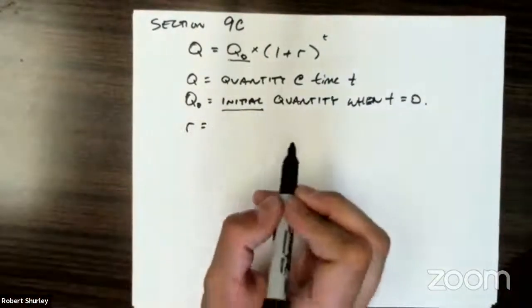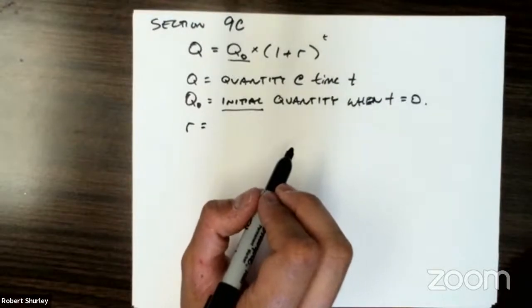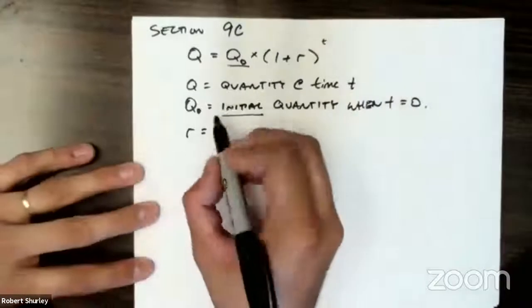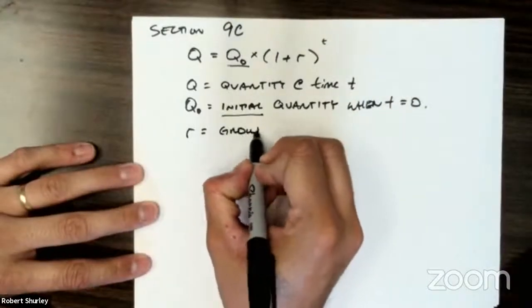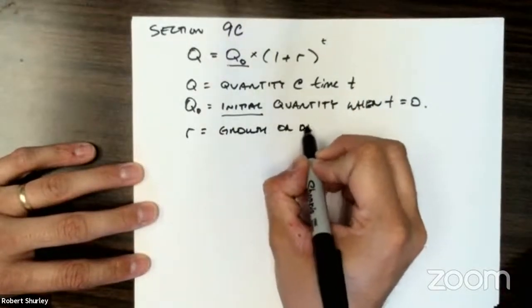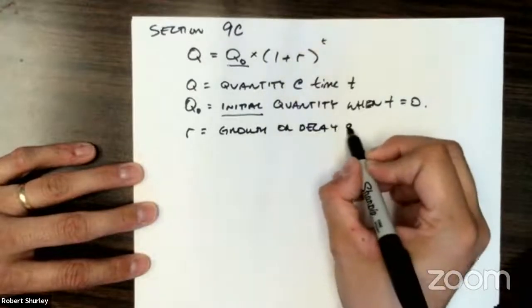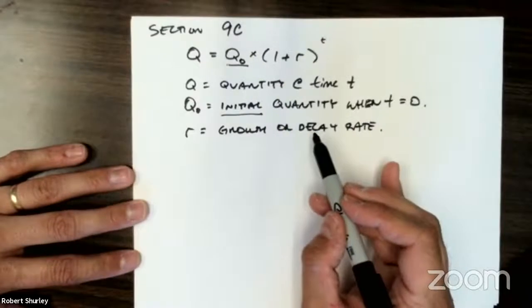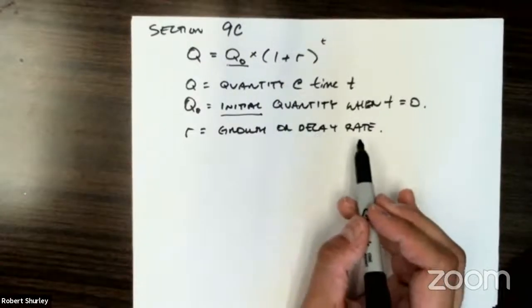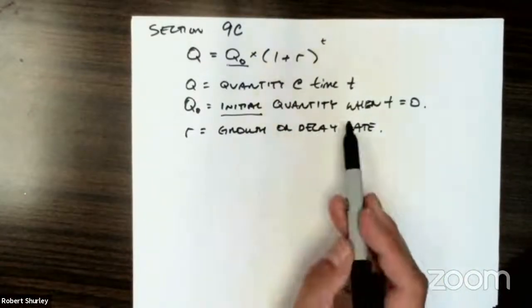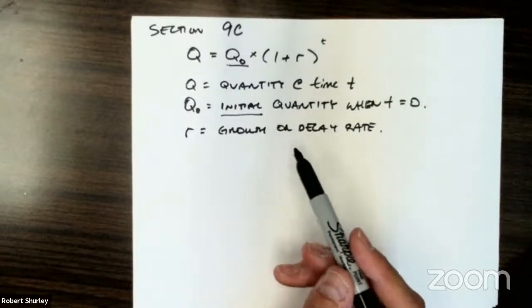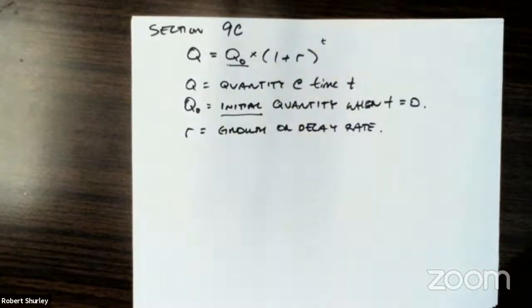r is going to be your rate. The book says it's the fractional growth rate for the quantity, but it's also a decay rate too. So I'm going to say the growth or decay rate. If it's a growth rate, it's going to be positive. If it's a decay rate, it's going to be negative. But a big thing to remember is that the percent has to be written as a decimal.